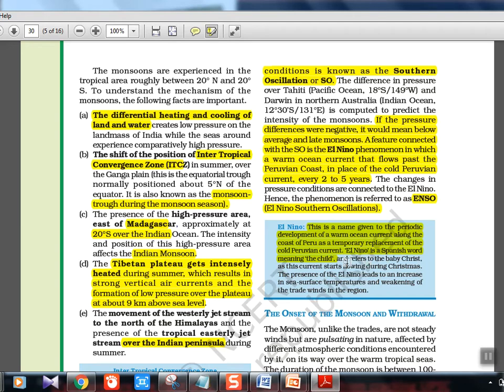Everything with respect to India I am telling, okay, because whatever is happening in India, the opposite of that will be happening in that Peru region. Okay, if here it is drought, there it will be heavy rainfall. Here it is heavy rainfall, there it will be drought, and all these are decided by this El Nino effect.